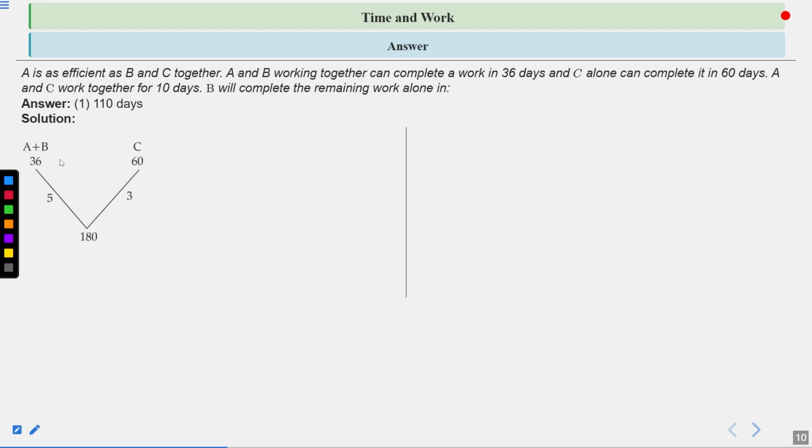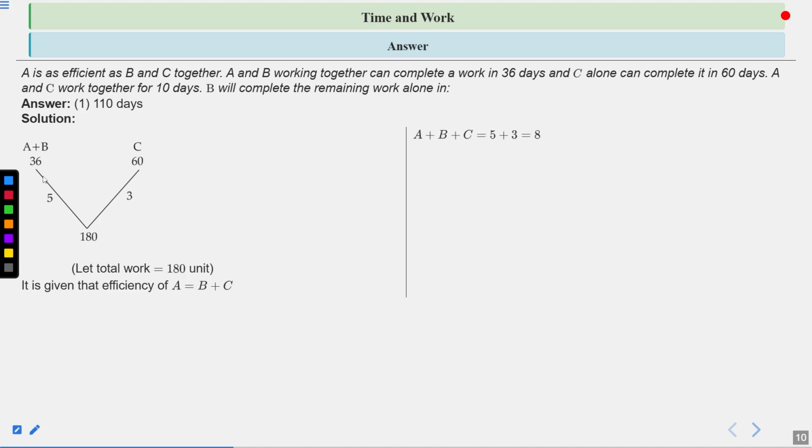So the LCM of 36 and 60 becomes 180, and we take this 180 units as the total work. So we get the efficiency of A and B combined, which is 5 units, and we also get the efficiency of C, which is 3 units. It is given that the combined efficiency of B and C is equal to A.